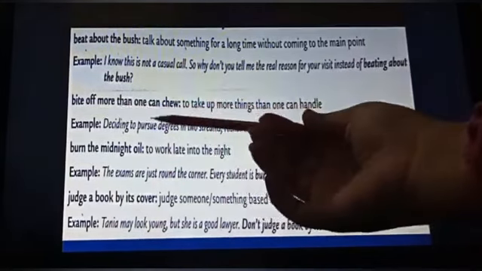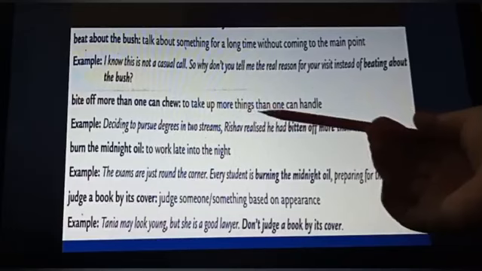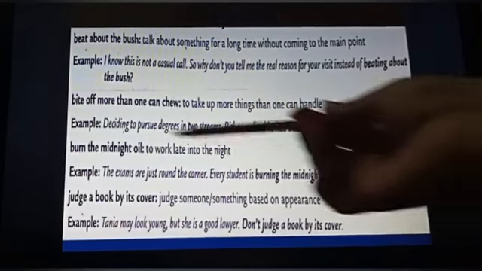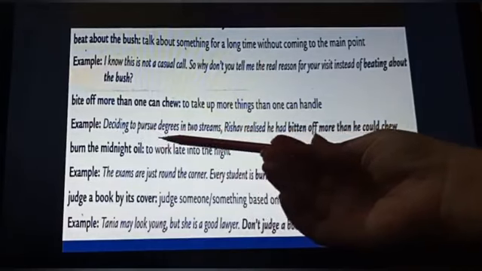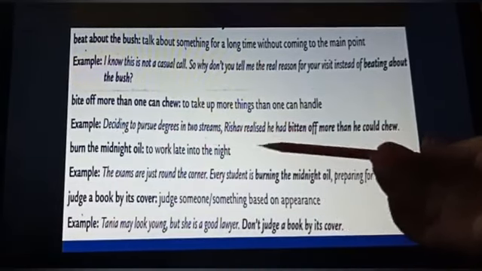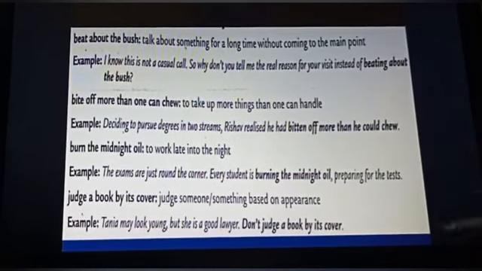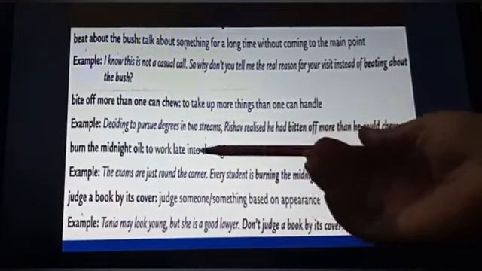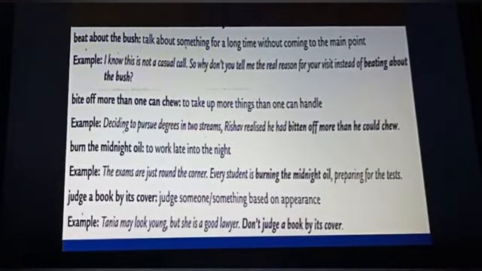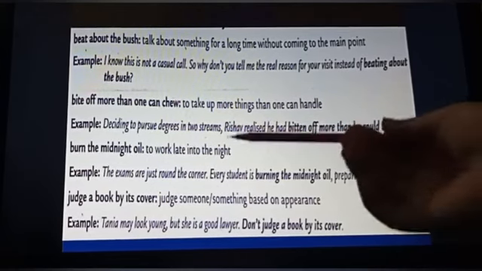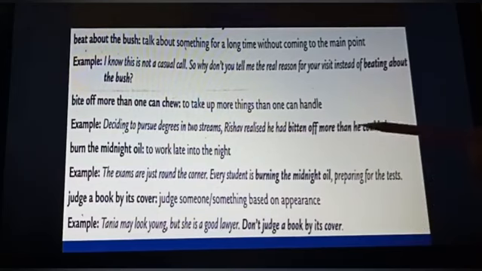Bite off more than one can chew means to take up more things than one can handle. To see the example, deciding to pursue degrees in 2 streams, Rishabh realized he had bitten off more than he could chew. See what happened? When he decided to take his degree in 2 streams, suppose he wanted to do arts as well as science, he said I can handle more than one thing at a single time. Then Rishabh realized he had bitten off more than he could chew.